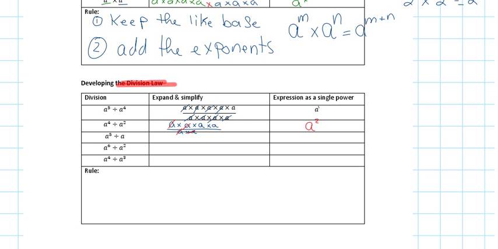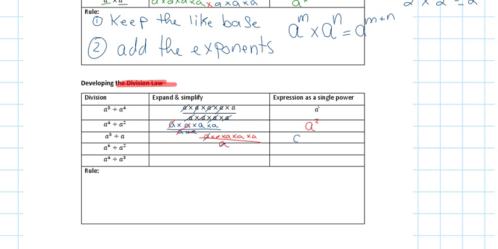Okay. Now let's try the next one. a to the power of 5 divided by a. So I have a times a times a times a times a divided by just a. Simplify, cancel. That's it. I have nothing else in the denominator. So how many a's do I have left in the numerator? 4. So that's a to the power of 4.